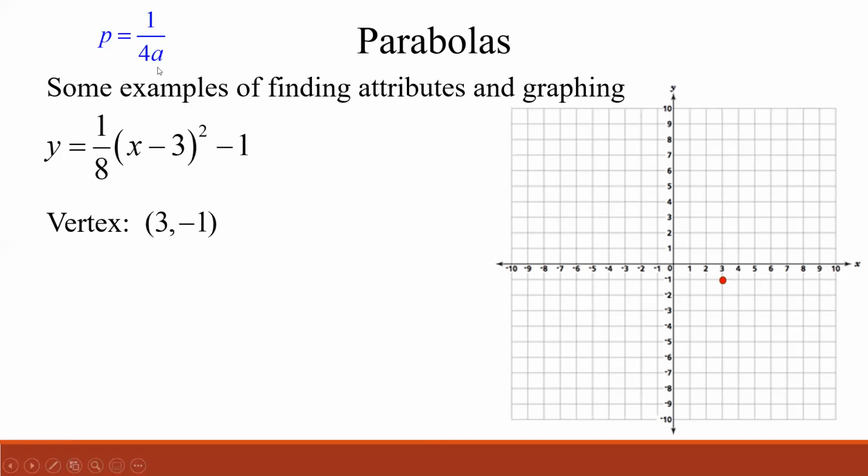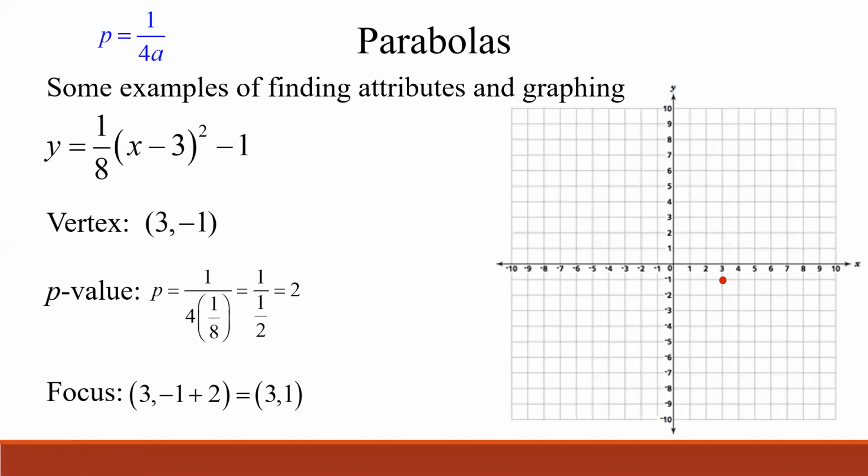Now the next thing I can do is find my p-value, and I put that formula up here for reference. This is going to be 1 over 4 times 1/8, because that's my a value. You multiply that out, that's 1 over 1/2. Do the keep change flip, so my p-value is +2. Now I just find my different values.